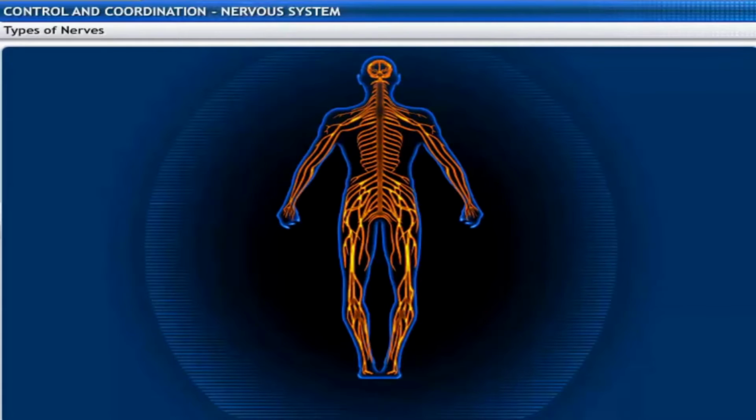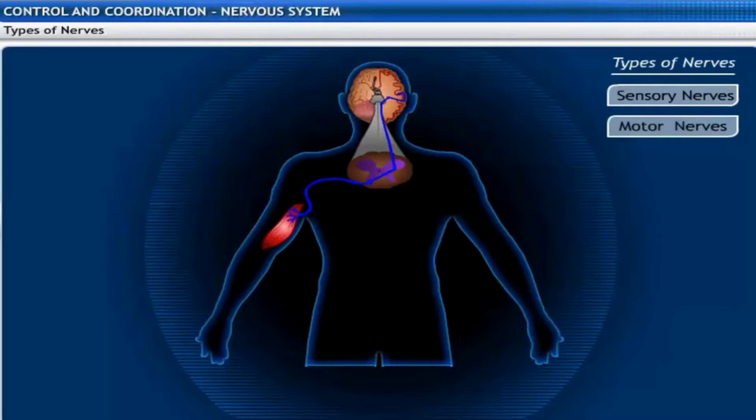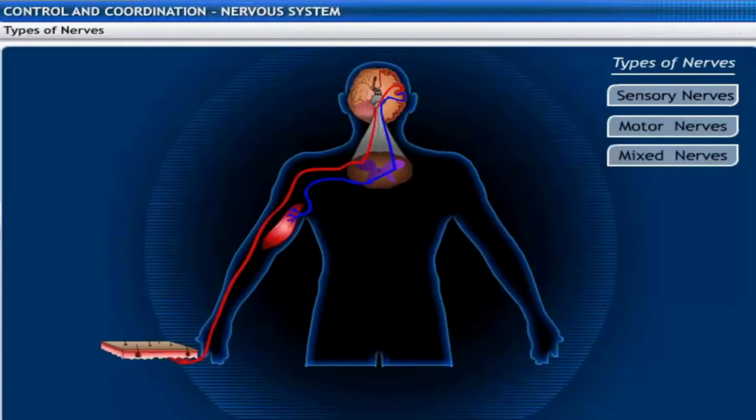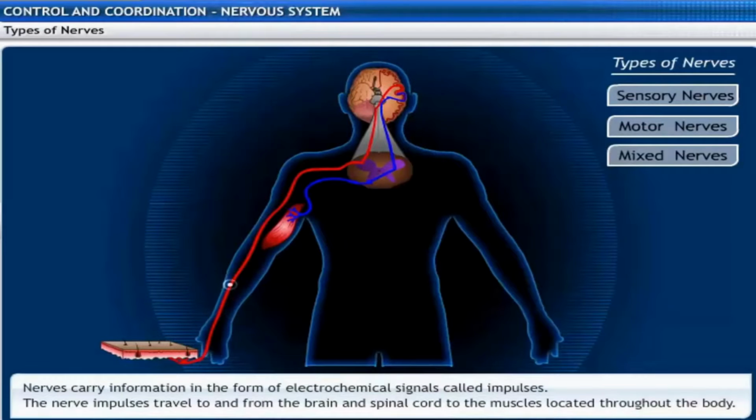Let's analyze the different types of nerves. There are 3 types of nerves: sensory nerves, motor nerves, and mixed nerves. These nerves carry information in the form of electrochemical signals called impulses to and from the brain and spinal cord to the muscles located throughout the body.